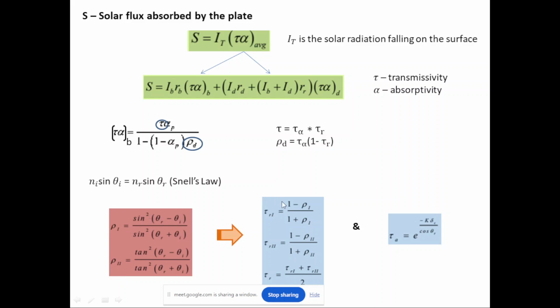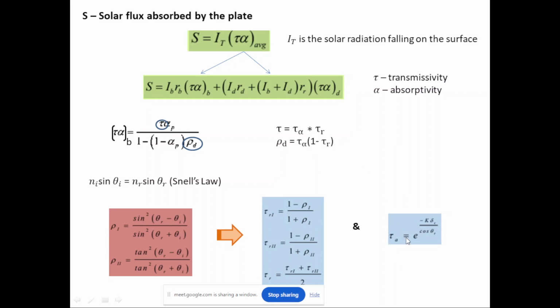Once you know this, you can calculate the transmissivity, which has components for both reflection and refraction. So tau r1 is (1 minus rho 1) by (1 plus rho 1), and tau r2 is (1 minus rho 2) by (1 plus rho 2). If you take the average of this, that is tau r1 plus tau r2 divided by 2, this is tau r. You just calculate both these values, add them and divide by 2, and then you will get the value of tau r.